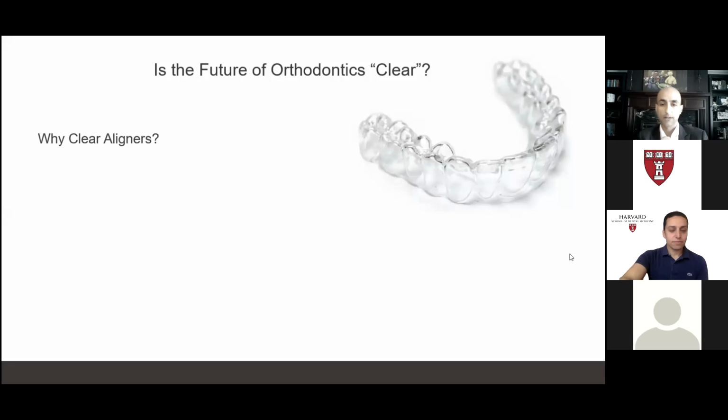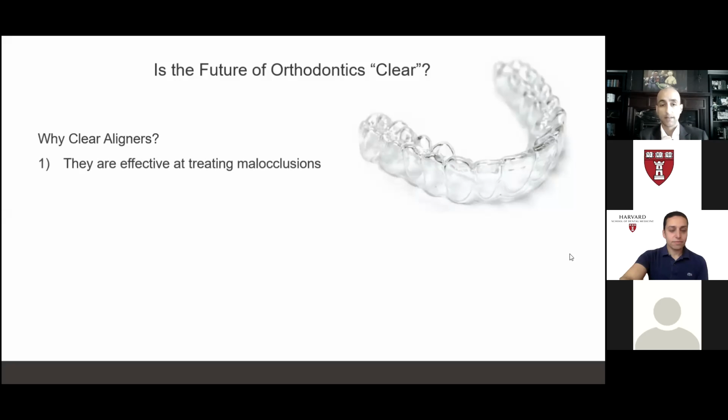So why clear aligners, first of all? When we discuss anything in orthodontics, the why, I think, is important in terms of modality. I know that at Harvard, I believe 35% of the patients are being treated in clear aligners. So that's what I consider to be a very progressive program, because not every university is really along that trend. If anything, many are lagging behind.